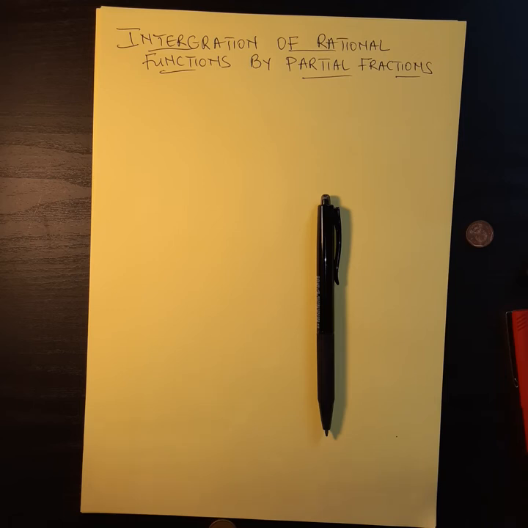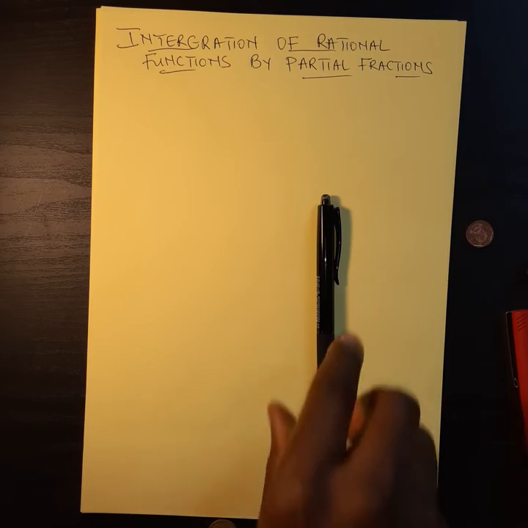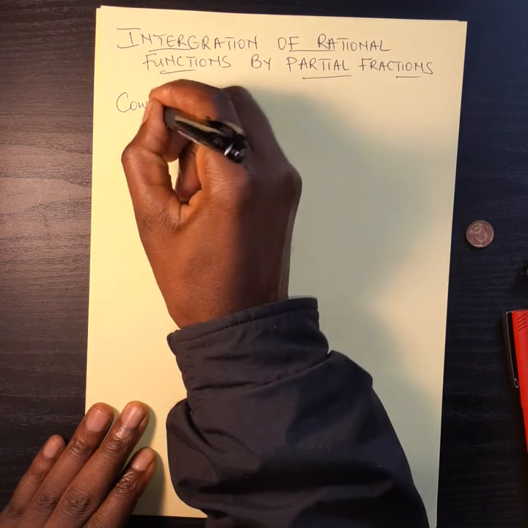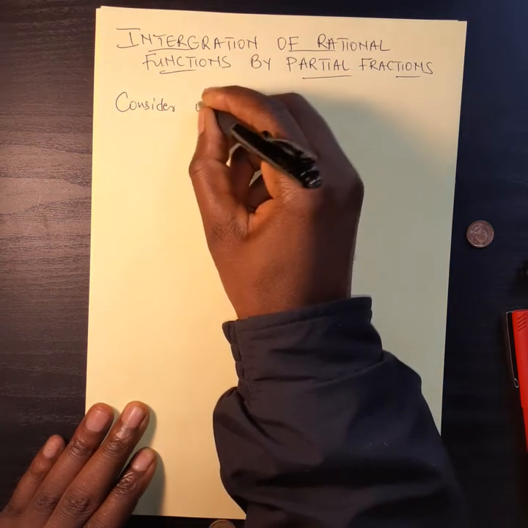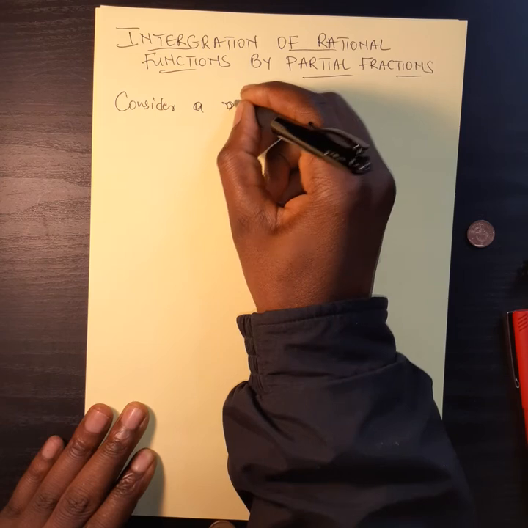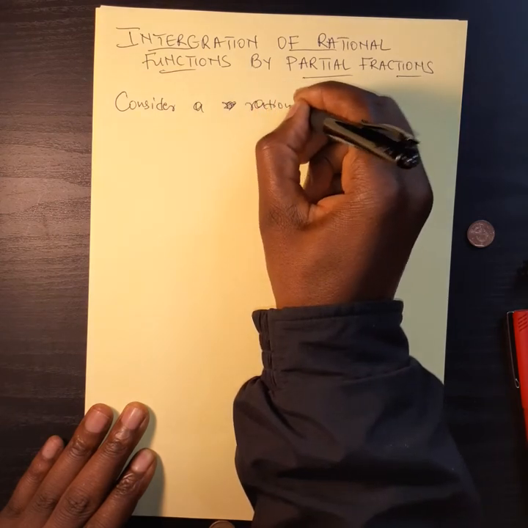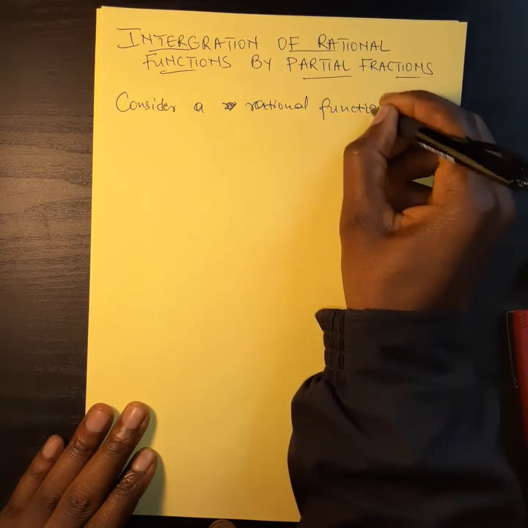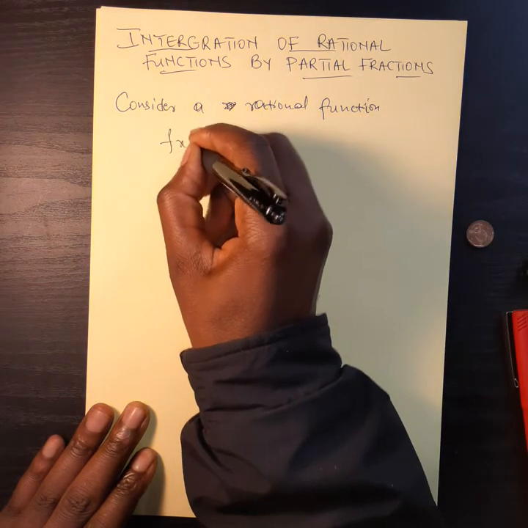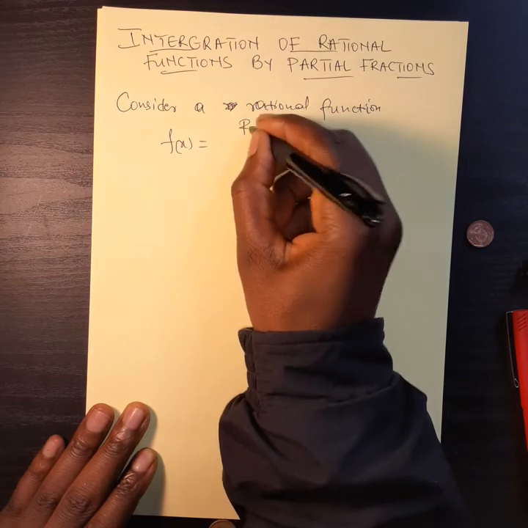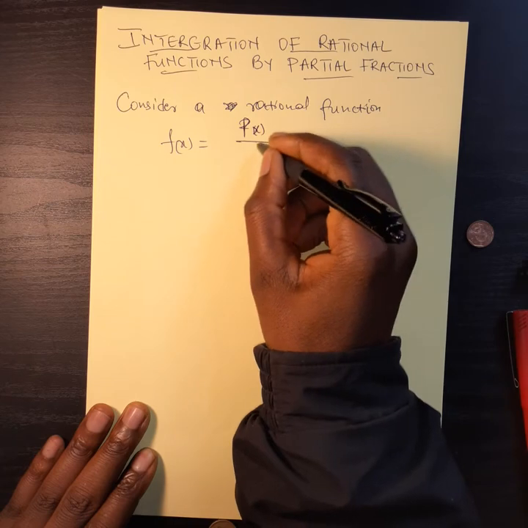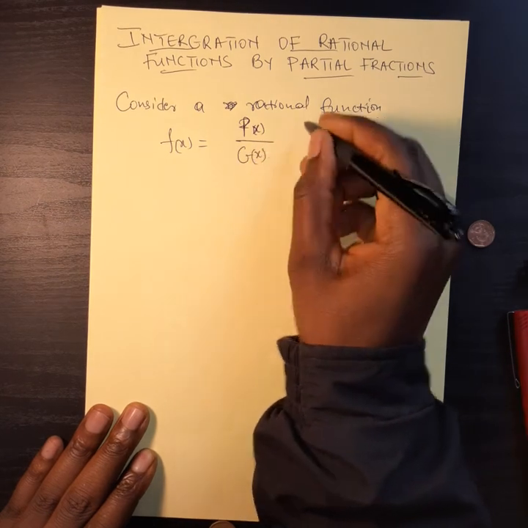Hello everyone, let us look at integration of rational functions by partial fractions. Consider a rational function given in this form, say f of x equal to p of x, a polynomial, over another polynomial, call it g of x.